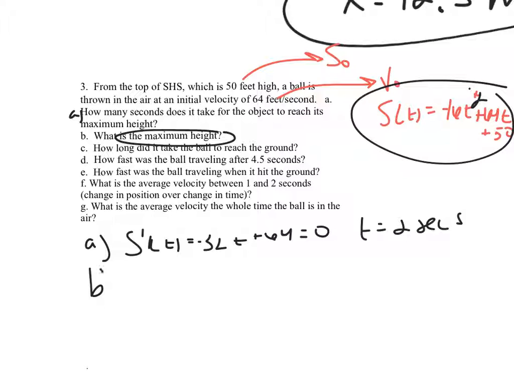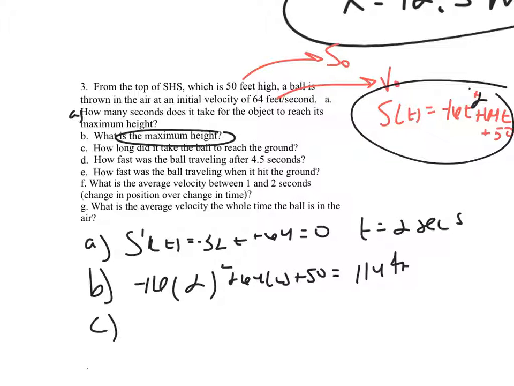And then to figure out the actual maximum height, you could just take your original function and plug in the 2 seconds. Okay, and you end up with 114 feet. For letter C, it says how long does it take the ball to reach the ground? So think about what that means. Your height is 0, right? So you're actually taking your original function this time and setting it equal to 0, not the derivative, because now you're figuring out when your height is 0.